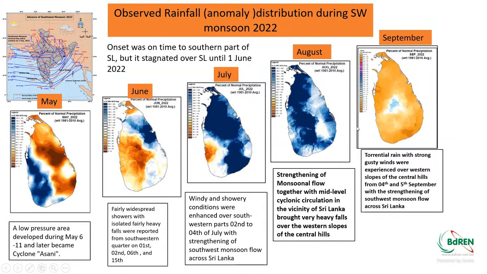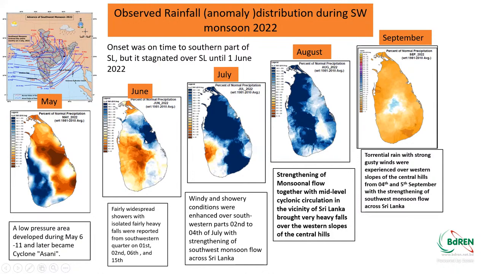This is the monthly rainfall anomaly. You can see the southwestern part gets a significant positive rainfall anomaly during the season because of that onset delay, the stagnating of the monsoon trough over Sri Lanka for a little bit longer period. So in the month of June, we received less rainfall in the southwestern part of the country, and a little bit positive rainfall anomaly in the northeastern part of the country.